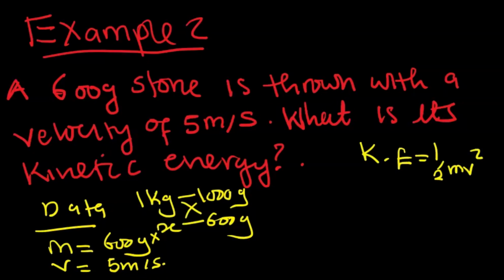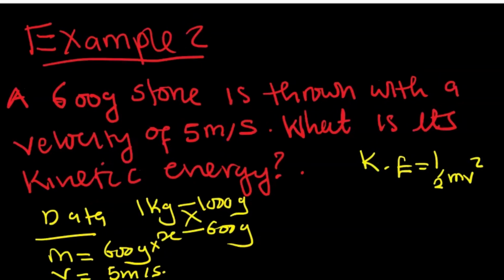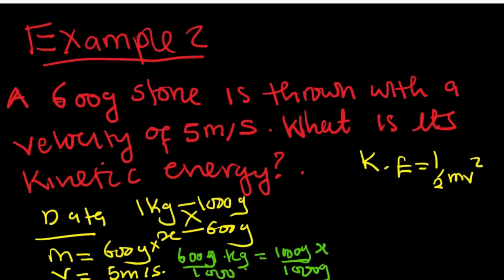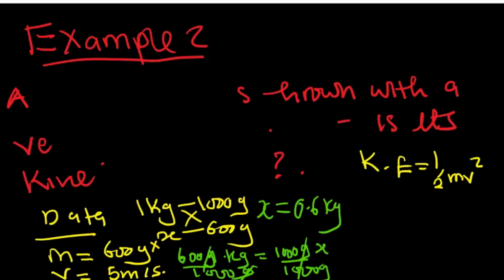If we cross multiply, we are going to have 600 gram times 1 kg is equal to 1,000 gram times x. To find the value of x, we divide both sides by gram. So what is our x? The value of x is equal to 600 divided by 1,000, which gives 0.6 kg. So this is the mass that we are using. Now let us apply it in the formula so that we can find the kinetic energy.